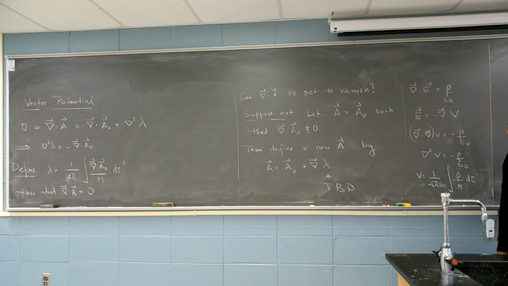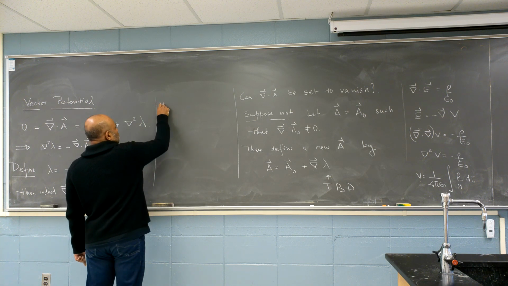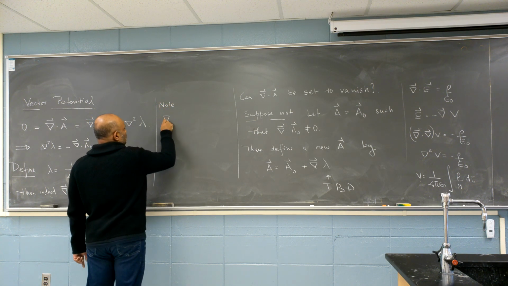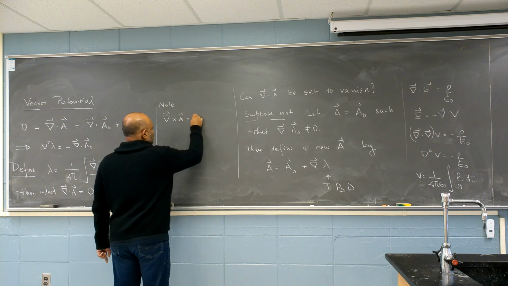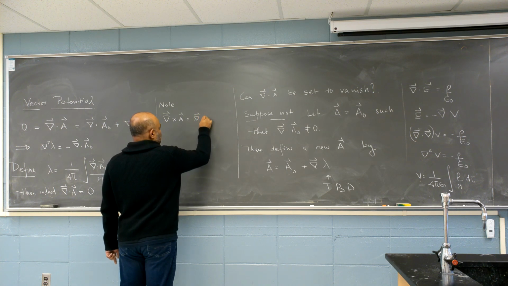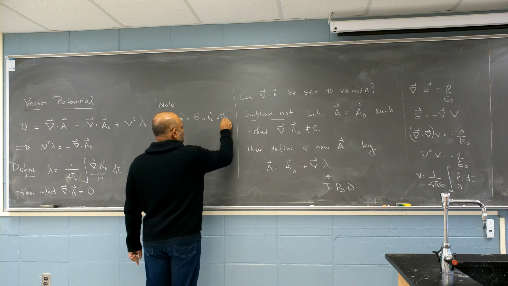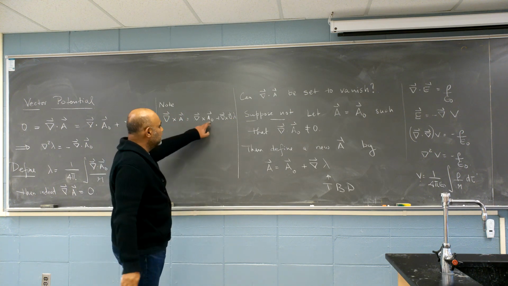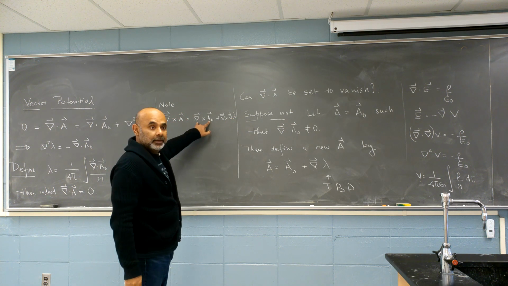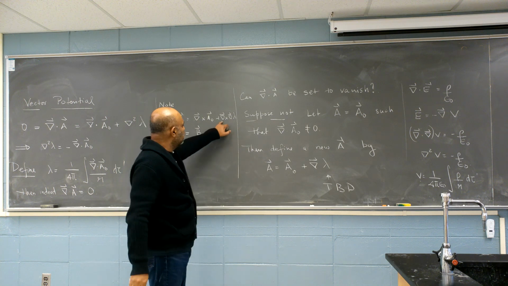Now you might say, whoa, can we do this? If this is the old one, then this is B. What is the curl of the gradient?